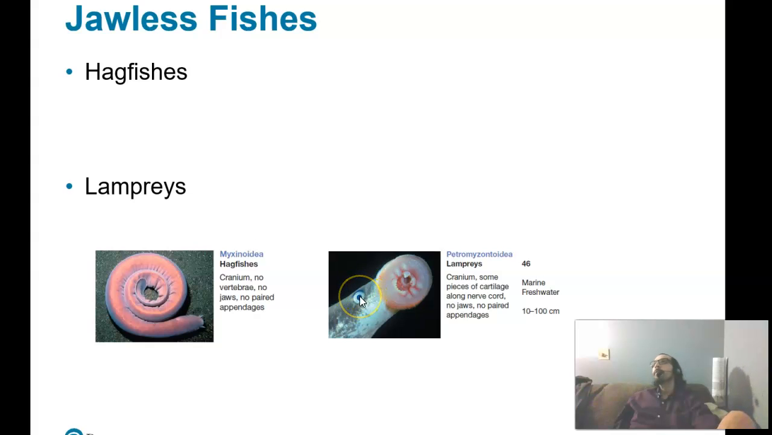The lampreys, they do have a cranium, and they do have some pieces of cartilage along the nerve cord. Because if you remember the four traits that chordates have to have, they have to have the dorsal hollow nerve cord, the notochord, the postanal tail, and the pharyngeal gill slits. So lampreys, these are mainly ectoparasitic, so they're mainly feeding on the fluids of fishes.